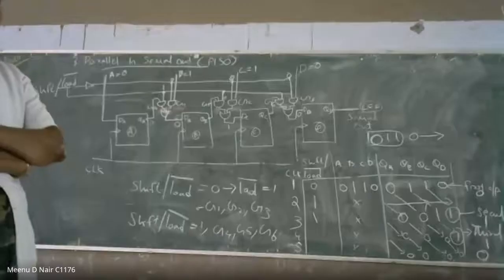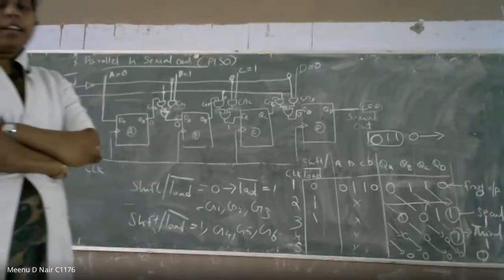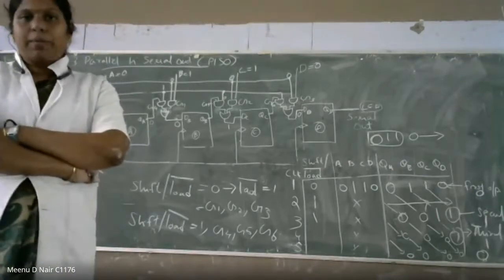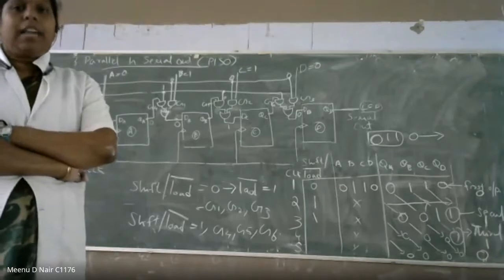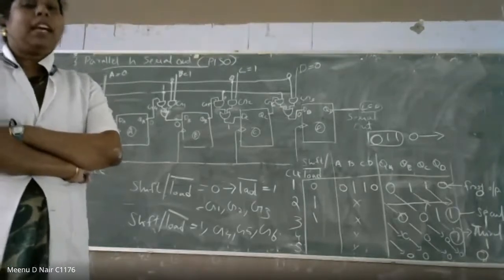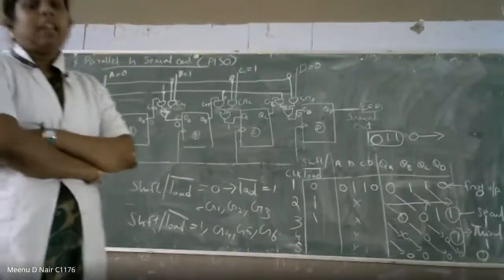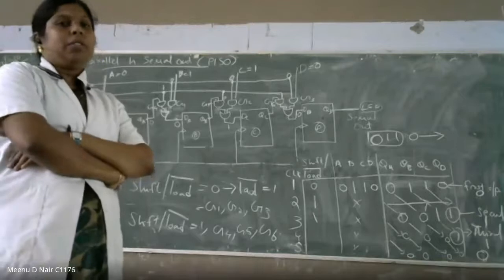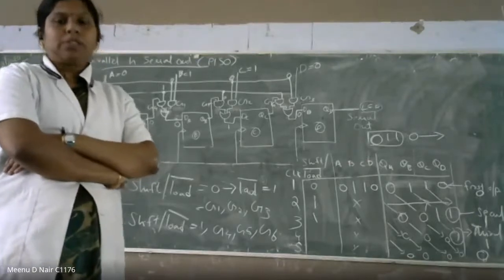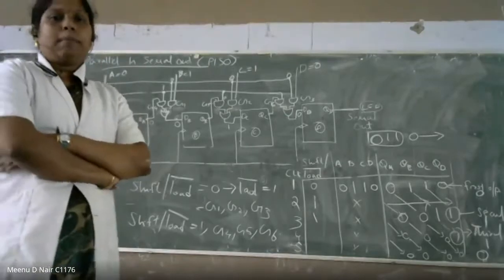In this case, one case is the loading condition, that is, you are giving the input to the flip flop. In all other cases you are shifting the data. Whenever you want to shift the data, you have to make the shift or load bar line 1. Whenever you want to load the input, you put it as 0. Based on that, it does either the shift operation or the loading operation.